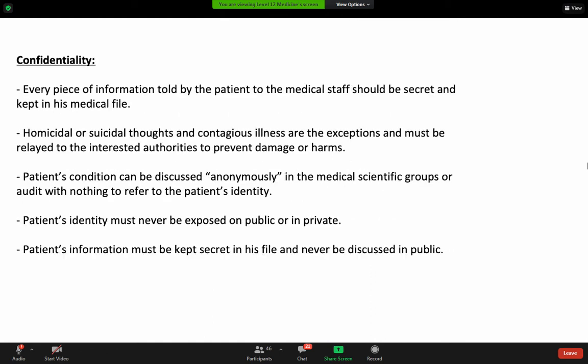What is confidentiality? You know that every piece of information told by the patient to the medical staff should be secured and kept in the medical file. The medical file should always stay. Of course, now most of the hospitals have become non-paper. All of this information should stay in the hospital. If you have to carry or transfer any information regarding the patient, you have to take out the name of the patient, even for training or teaching purposes.